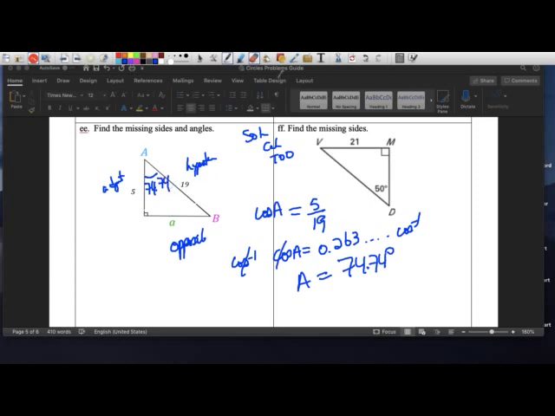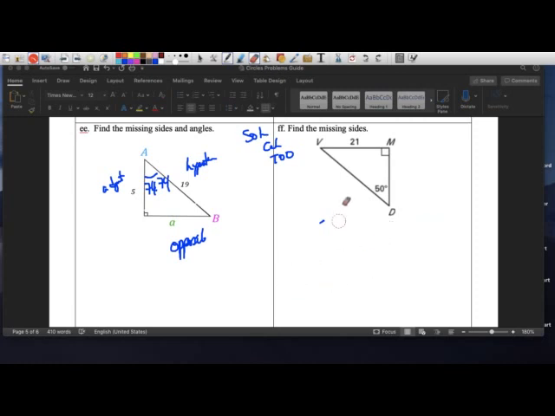Okay, all right, so I made a mistake somewhere. I think I used sine instead of cosine. My apologies. So that angle is 74.74 rounded, and then we're going to use that same angle to find the opposite side. So what can I use? Is there anything that uses the opposite? Because I have every other value, I can use any.